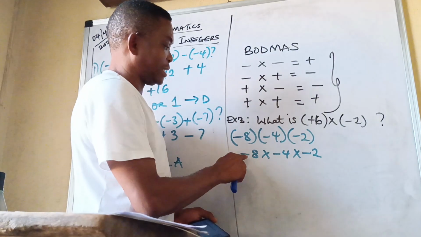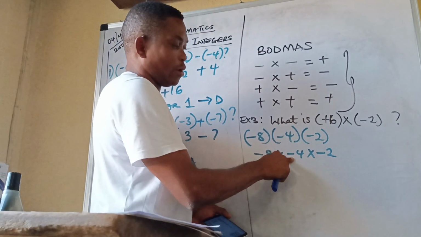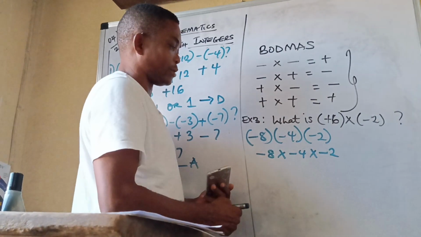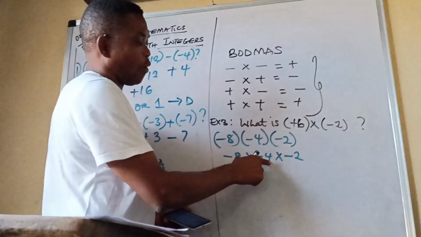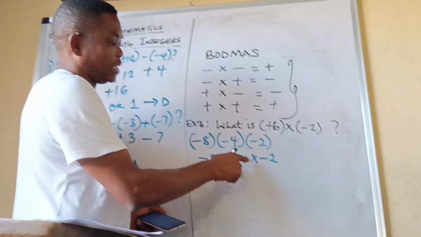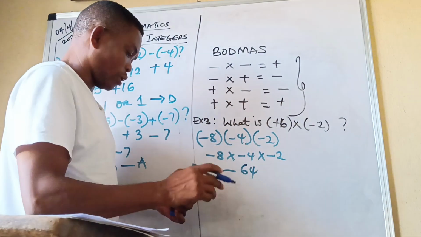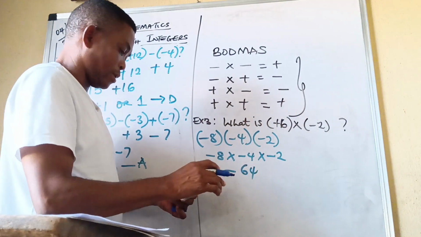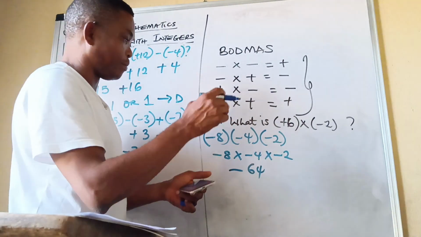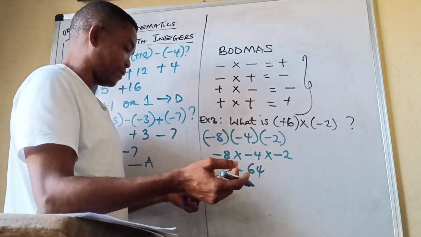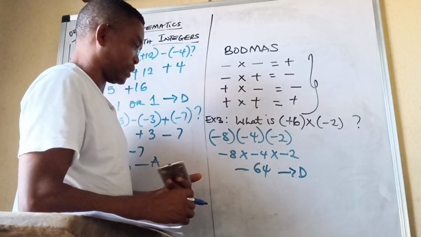So if I'm to multiply the signs, minus times minus is plus. Plus times minus is minus. So I'm adding minus there. Then I will say 8 times 4 is 32. 32 times 2 is 64. So what option is the correct option there? You can see they want to confuse the candidates, putting plus 64 and minus 64. So the correct option is option D, which is minus 64.